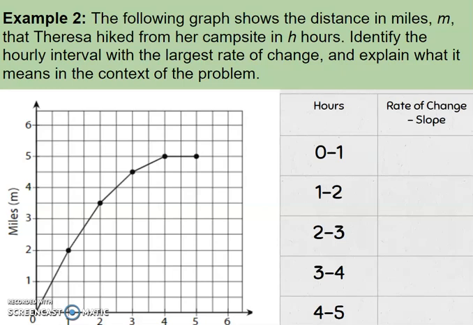So I'm going to use the x and y values from hours 0 to 1 to figure out my rate of change, or the slope. At hour 0, my point will be 0, 0, and at 1 hour, my point will be 1, 2. So I'm going to use those 2 points to help me find the rate of change for the interval of 0 to 1. I'm then going to use the same procedure to find the rate of change for hours 1 to 2, 2 to 3, 3 to 4, and 4 to 5. Then I can compare to determine which interval has the greatest rate of change.